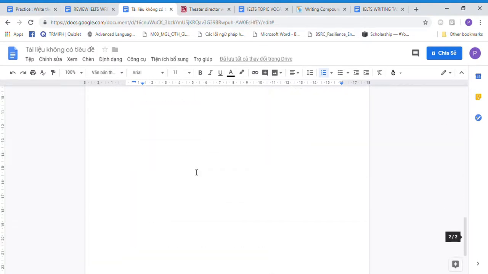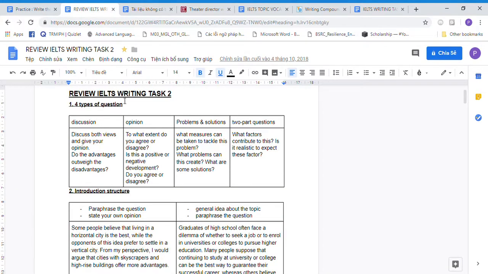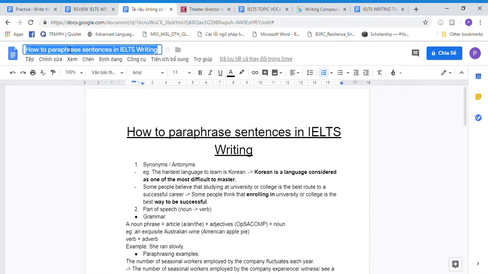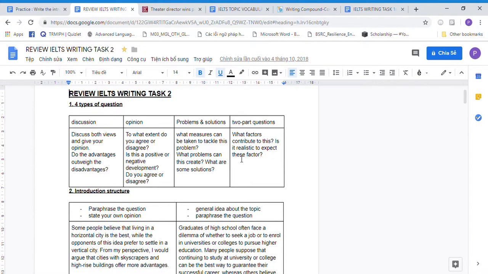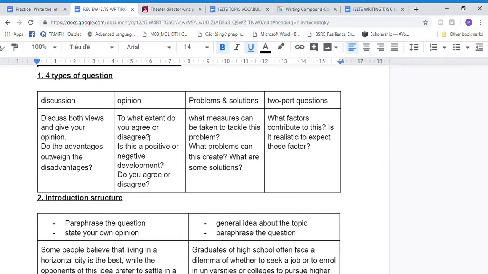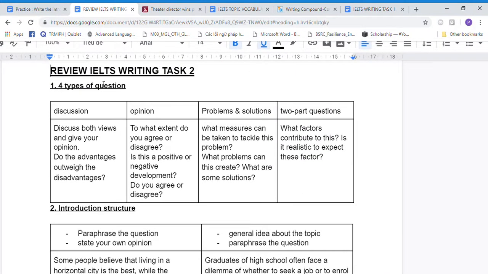So now let's do some sample. I'm sorry. Let's learn how to deal with 4 types of question in the IELTS writing test too. So there are 4 types of question in the IELTS writing test too. The first type is like this.